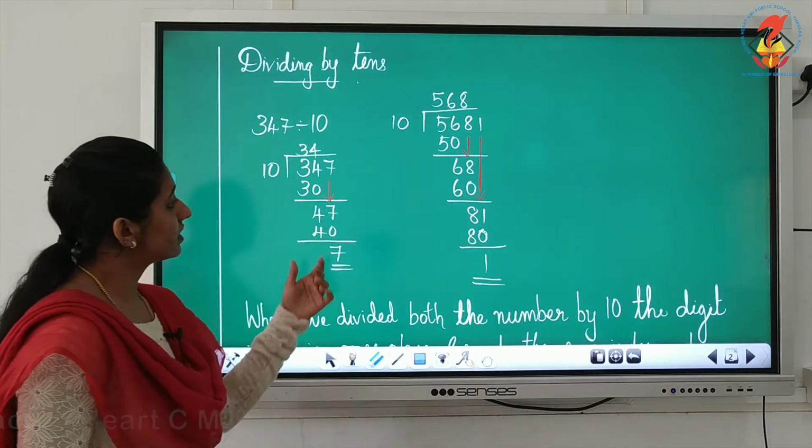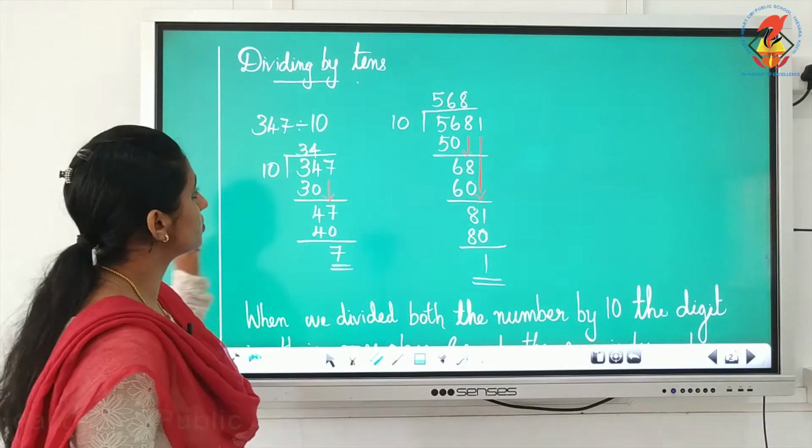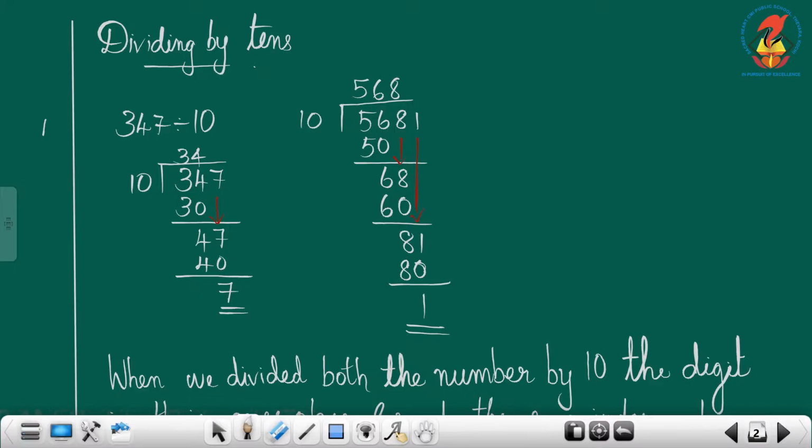Here I give two examples of the division. The first example, 347 divided by 10. When we look at the division, 347 divided by 10, it's 34, 3 times going, it's 30. Then the balance is 4 and the next number bring it down, it's 4. Okay, the remainder is 7.